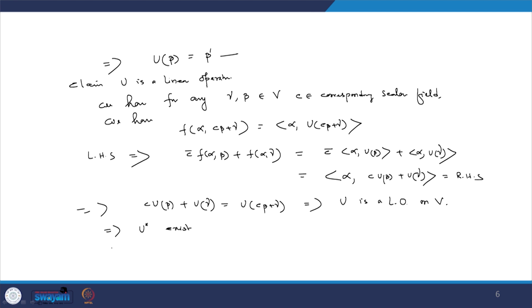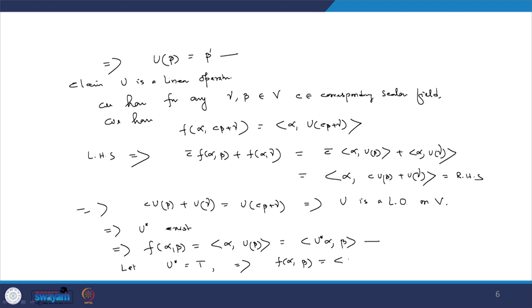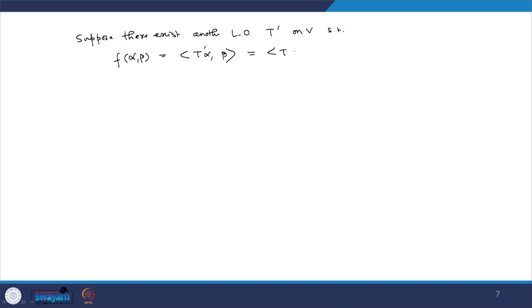So, we have here f of alpha, beta equal to the inner product of alpha and U beta, which is equal to the inner product of U star alpha and beta. Let U star equal T. So, this implies that f of alpha, beta equals the inner product of T alpha, beta. Claim: T is unique. Suppose there exists another linear operator T prime on V such that f of alpha, beta equals also the inner product of T prime alpha, beta, which is equal to the inner product of T alpha, beta.